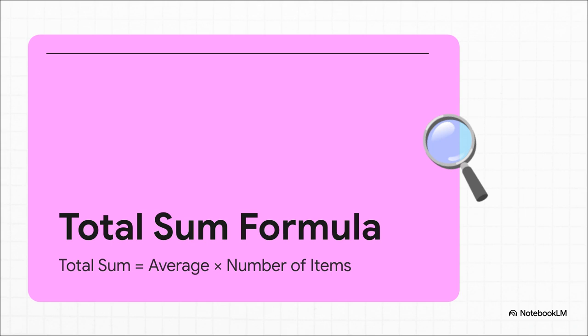From now on, whenever you see an average problem, I want you to completely ignore the average at first. Instead, the very first thing you're going to do is find the total sum. And you do that by just multiplying the average by the number of items. That's it. This one little shift in focus, it changes everything.